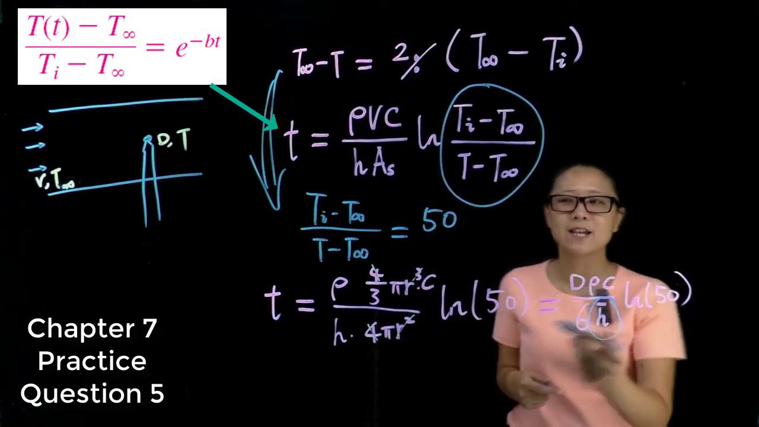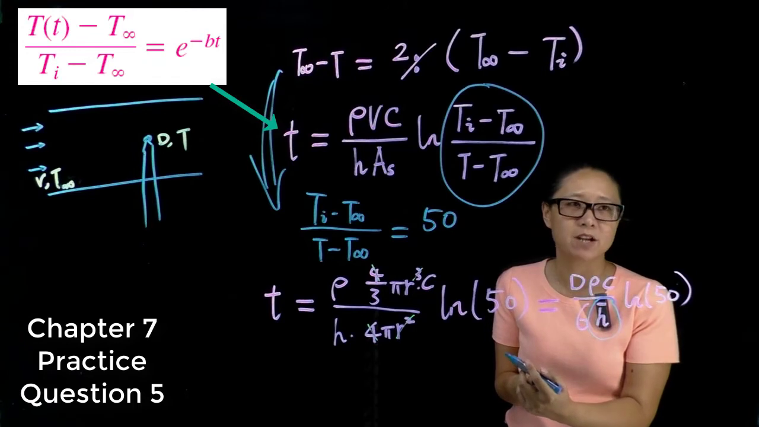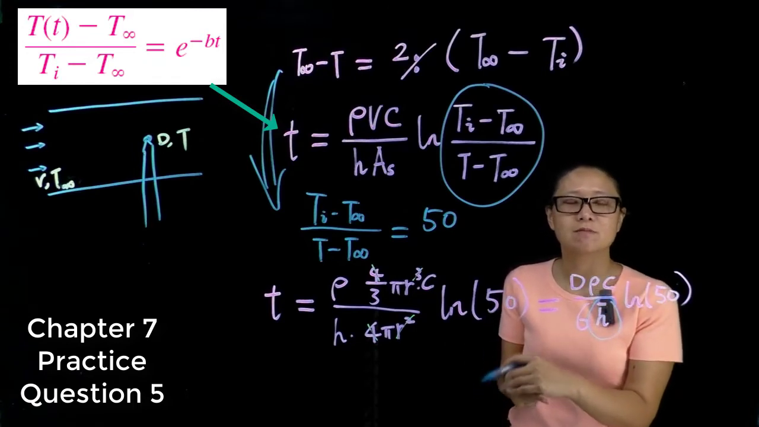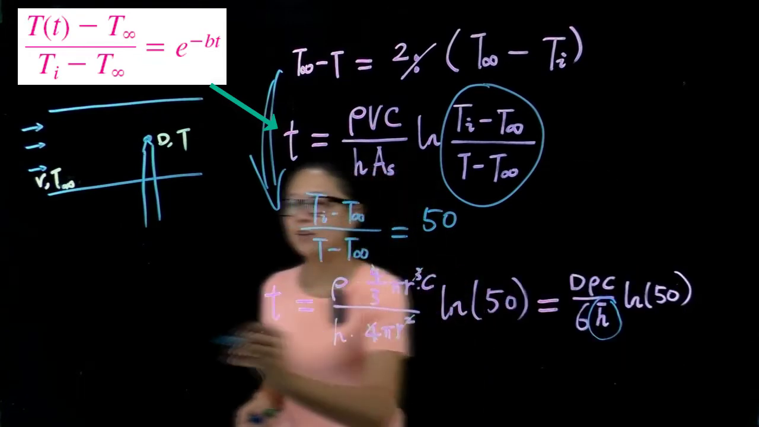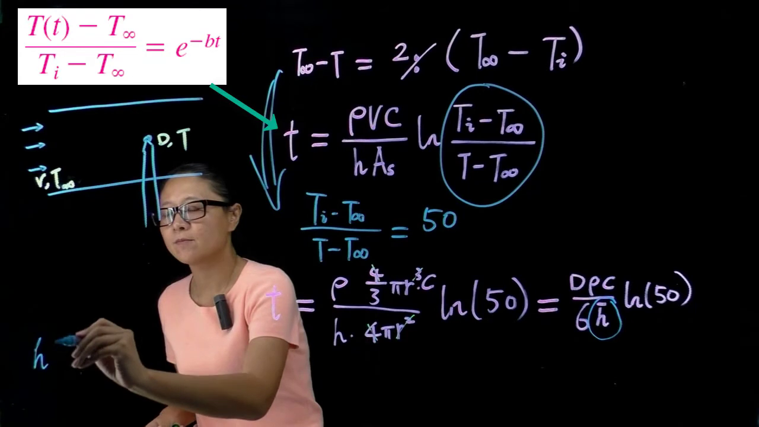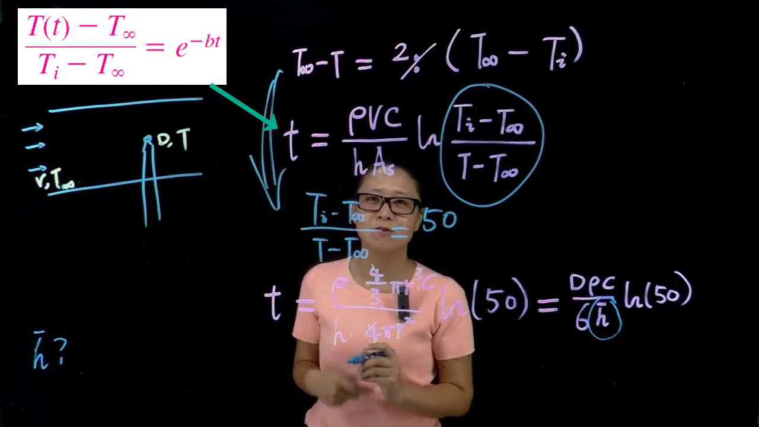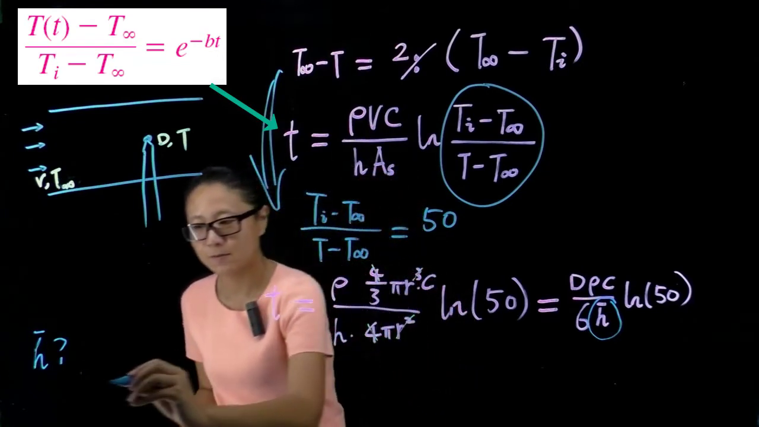Okay, now we need to find the h. If h was given, this would be a typical problem from chapter 4. But now h is unknown. We need to use knowledge from chapter 7 to find the h. So how do we find this h? We have one correlation for external flow over a sphere. Let's write it down.